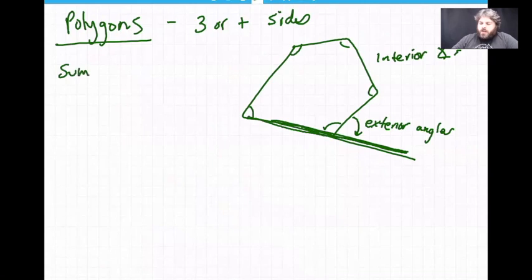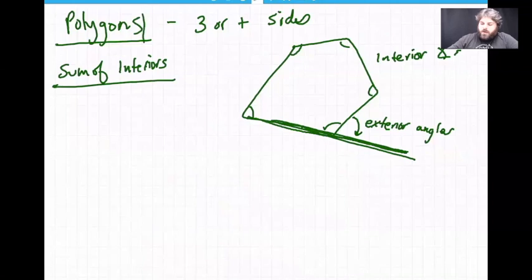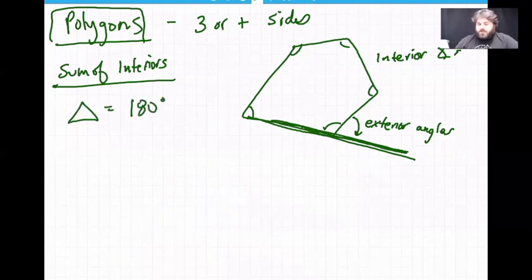So the first property: the sum of the interior angles of a polygon. Okay, so we've got polygon, 3 or more sides. If I want to add up the measurements of all these 5 interior angles, what am I going to get? Okay, well, let's think about a triangle. We know that the sum of a triangle is 180 degrees. So if it has 3 sides, the sum of the interior angles is going to be 180. Okay, let's think about a rectangle. We know that all 4 of those are 90, so 90 plus 90 plus 90 plus 90, that's 360.